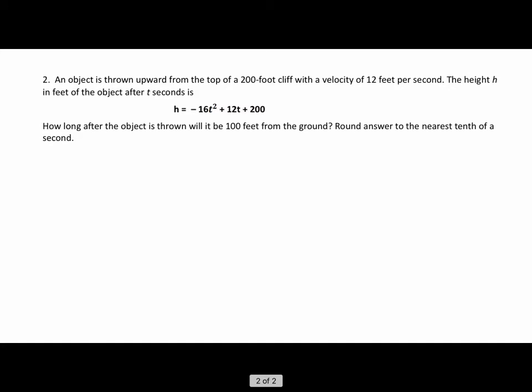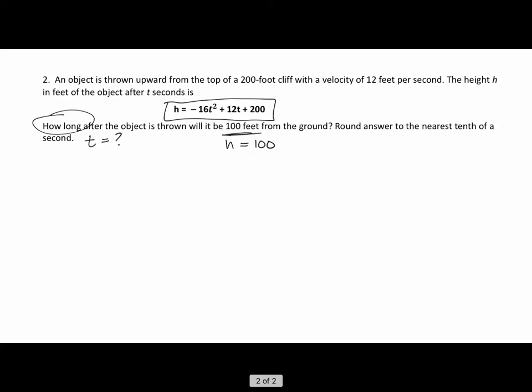For number 2, an object is thrown upward from the top of a 200-foot cliff with a velocity of 12 feet per second. The height h in feet of the object after t seconds is modeled by this equation. So everything that we just said, that's in the equation. Don't need to worry about that. How long after the object is thrown will it be 100 feet from the ground? So the question is how long? That's t. Solve for t when we are 100 feet off the ground, so a height of 100.